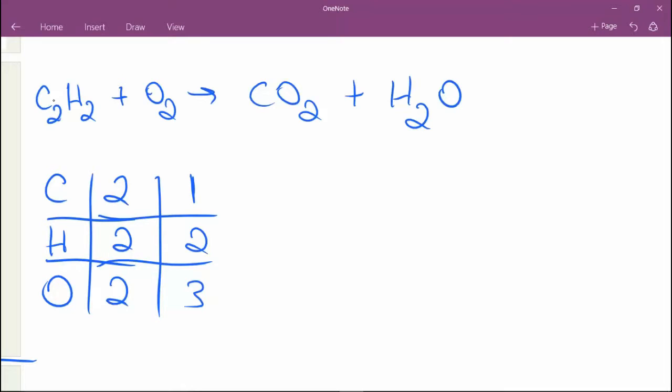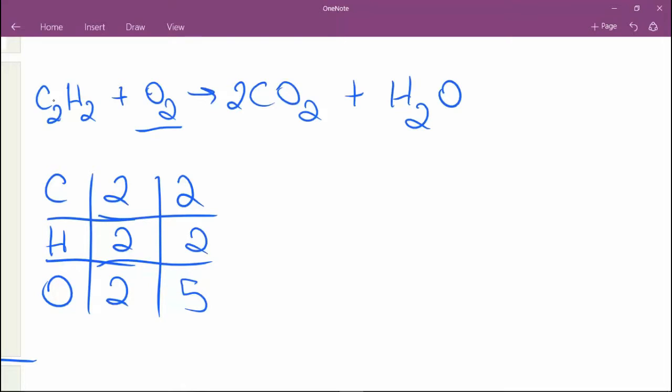And now I need to balance it. So one word of advice that I would give is, because oxygen is all by itself here, leave it to the end. Don't balance it until you've balanced the other things. And the only other thing that needs to be balanced right now is carbon. So I put a 2 in front of the carbon dioxide. That changes my carbons to 2, but it also changes my number of oxygens. So 2 times 2 is 4, plus 1 more. That gives me 5 oxygens.